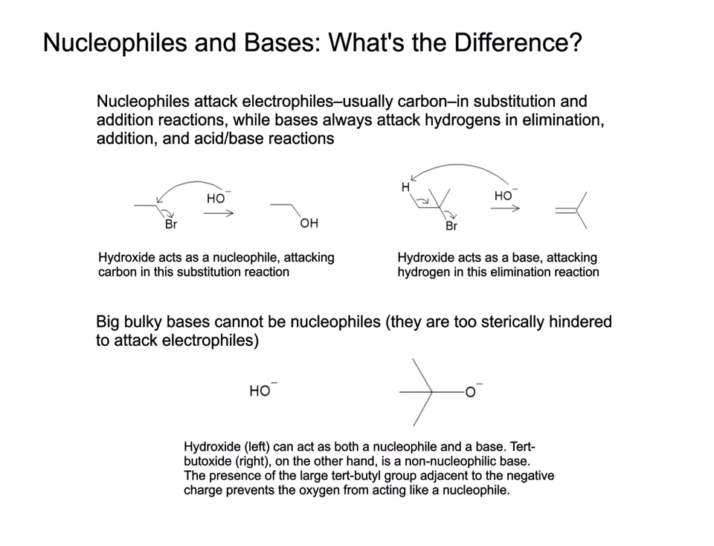On the left, I have a hydroxide. Hydroxide is small. The negative charge is on the oxygen, and there's not a large group next to it. There's just a very tiny hydrogen. So hydroxide can act as both a base and a nucleophile.